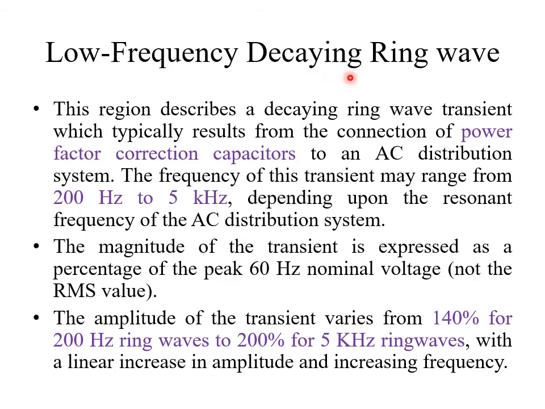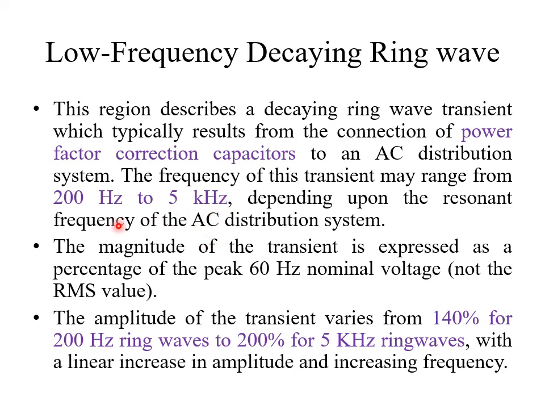Low frequency decaying ring wave. In our power system, we will be using power factor correction capacitors. If you use power factor correction capacitors, then you can see the decaying ring wave transient in the system. Okay, and that transient may range from 200 hertz to 5 kilohertz. So we have to represent this 200 hertz to 5 kilohertz in our ITIC curve.